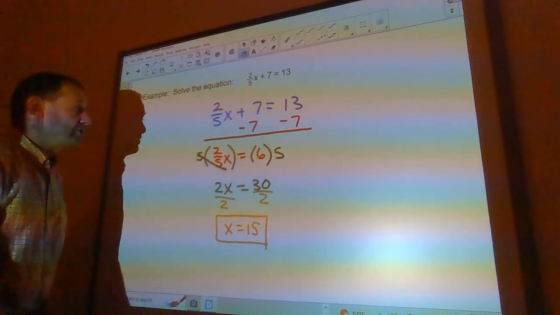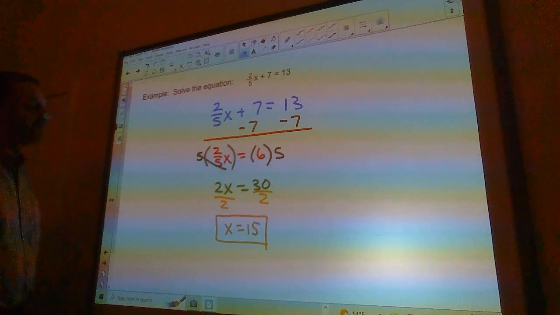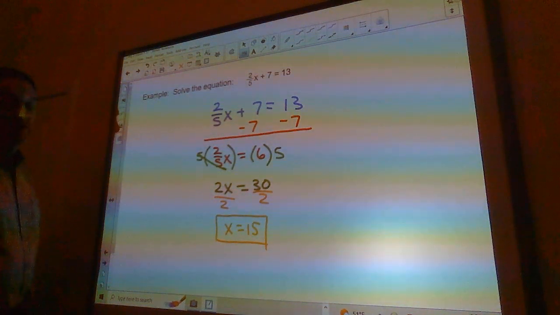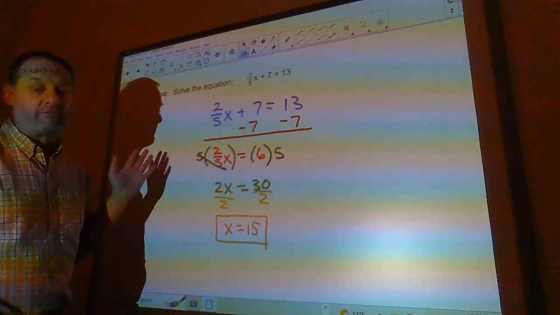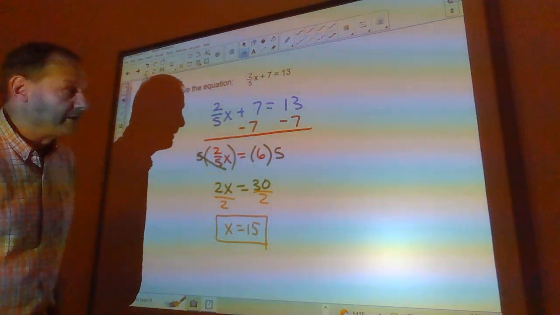And of course, you're always going to want to show your work. You don't want to show all your steps, obviously, on a test or an assignment. If you just write x equals 15, I don't care how obvious it is, if you don't show your work, you get 0 credit.